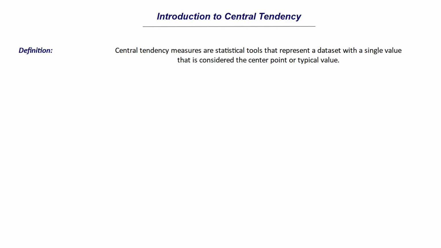So first, let's understand central tendency. This is the definition for central tendency: central tendency measures are statistical tools that represent a dataset with a single value that is considered the center point or typical value. So this is the formal definition, and let's try to understand this.